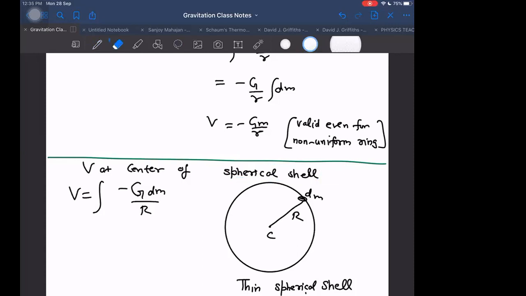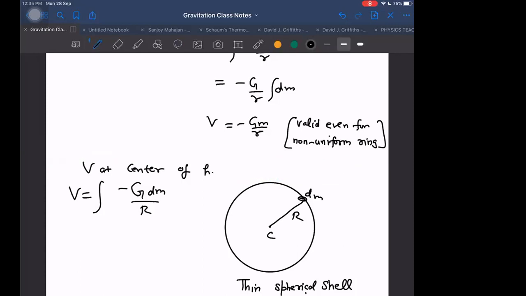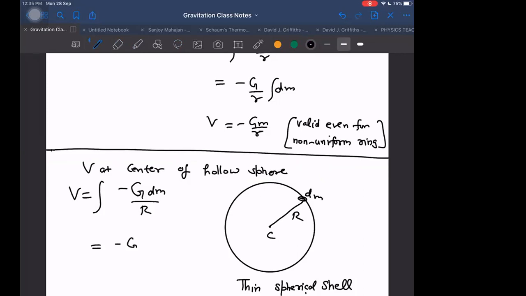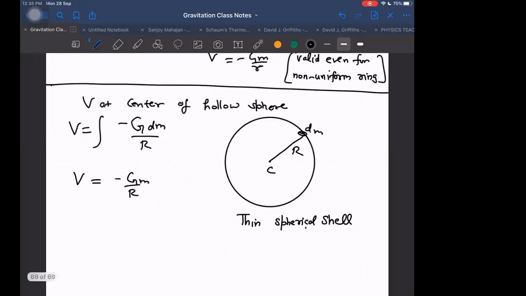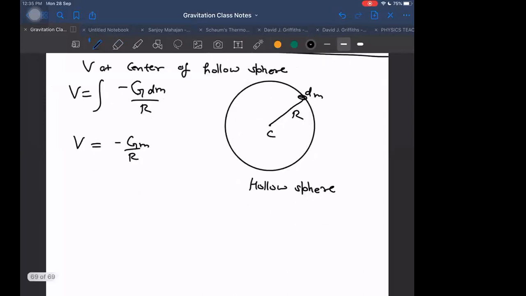Why should I call it a hollow sphere? We call it hollow. Okay. So what is it? It is coming out to be the same as before, minus GM by R, and again no requirement of a uniform shell, whether it is uniform or non-uniform doesn't matter, sum of all the elements. But after this I will go to some other case, and there it will matter whether it is uniform or not, at some distance on the axis.